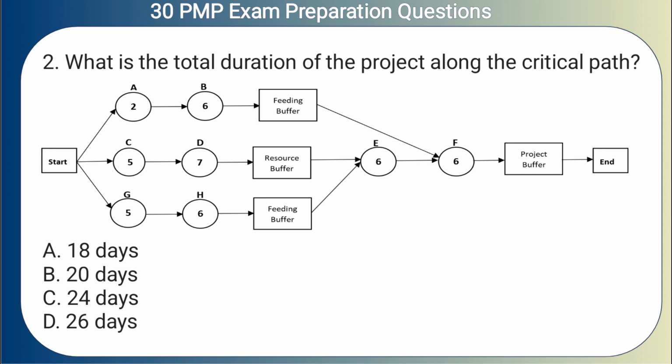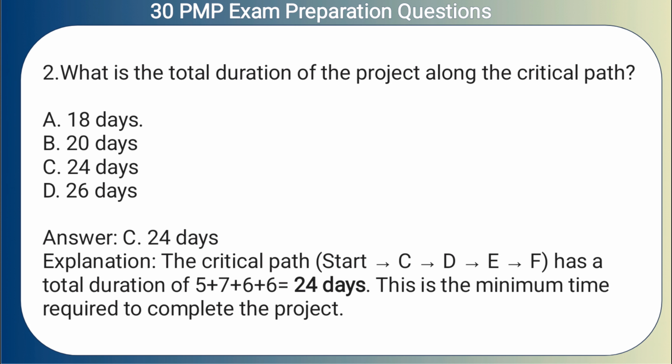2. What is the total duration of the project along the critical path? A. 18 days. B. 20 days. C. 24 days. D. 26 days. Answer: C. 24 days. Explanation: the critical path, start, C, D, E, F, has a total duration of 5 plus 7 plus 6 plus 6 equals 24 days. This is the minimum time required to complete the project.